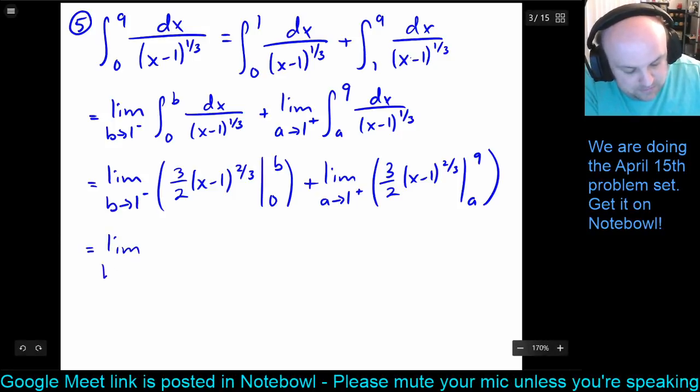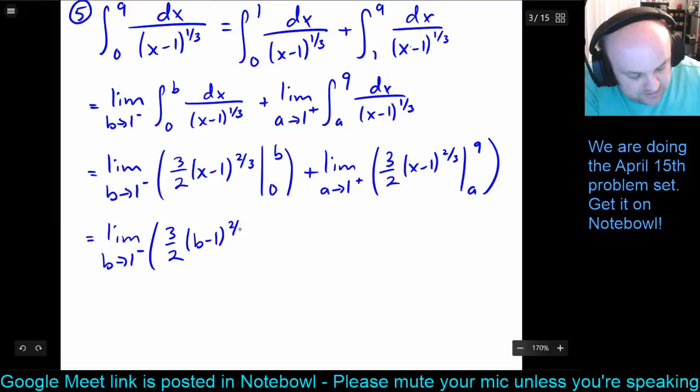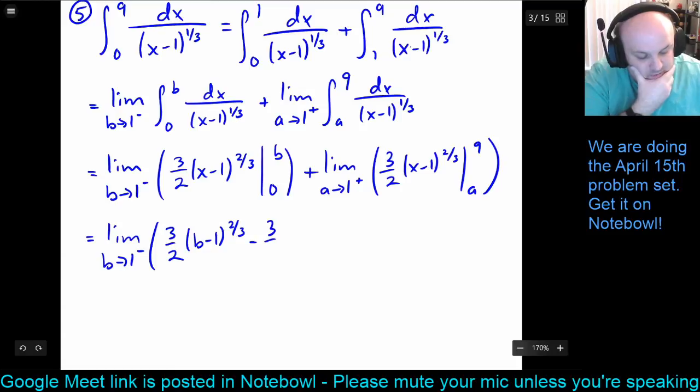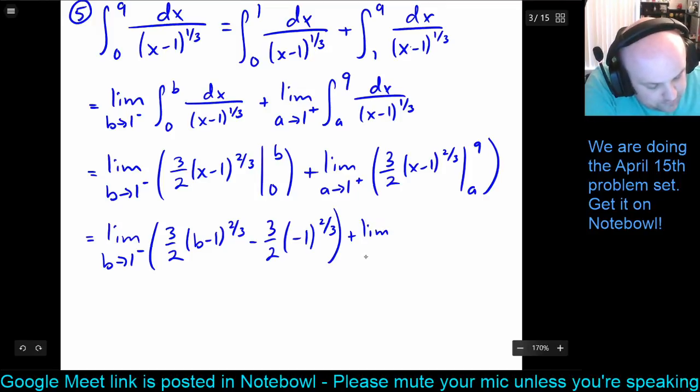Limit as b approaches 1 from the left. This is going to be, we've got 3/2 (b minus 1) to the 2/3. And then when we plug in 0, we get minus 3/2 times negative 1 to the 2/3. Here, limit as a approaches 1 from the right of 3/2 times 8 to the 2/3 minus 3/2 (a minus 1) to the 2/3.